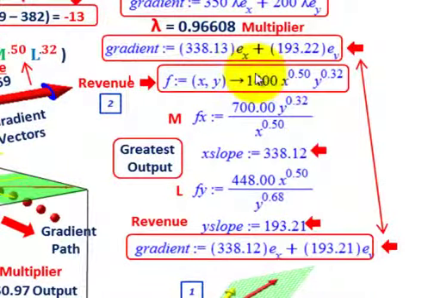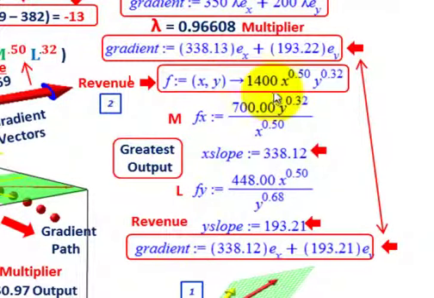Now for our revenue, that's just that 1400 times your exponential amounts for material and labor raised to those amounts. So for the partial derivative in terms of m, substituting in our solution numbers, we're going to get a slope of 338.12. That's for material. Remember, that's for our greatest output.